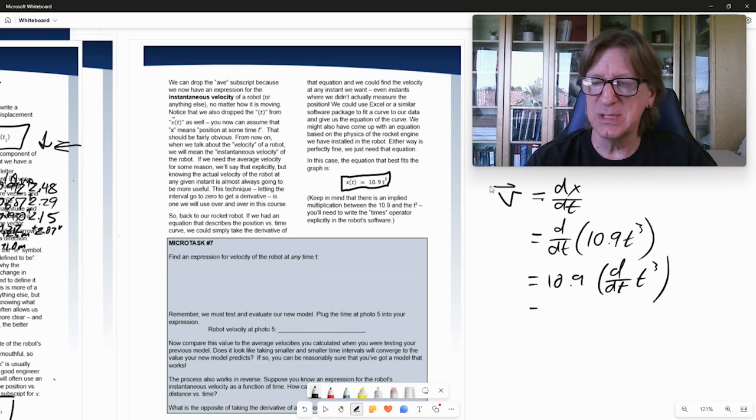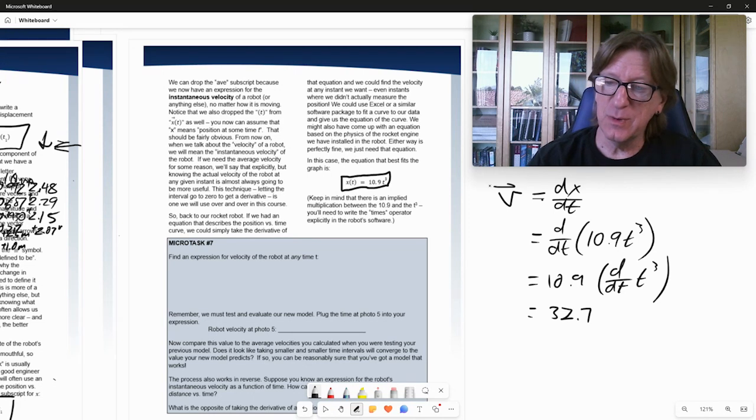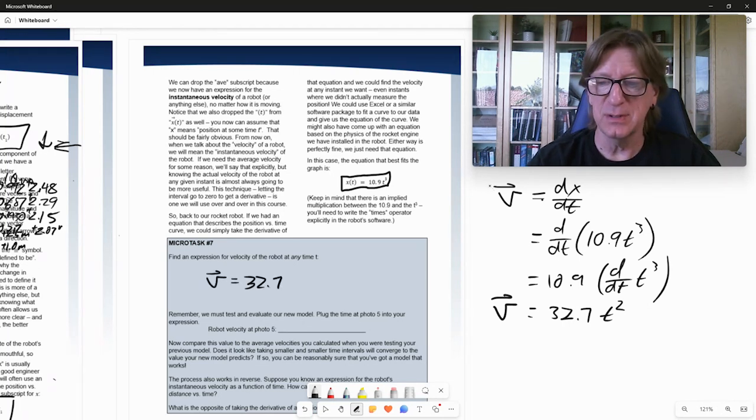So 3 times 10.9 is going to be, what, 32.7? Check me on that. Make sure that it works. And then when I lower the exponent by 1, I get this. And so this, then, is what you're going to have here. So v, my velocity, is 32.7 t squared. Now, what are the units of 32.7? Has it changed?